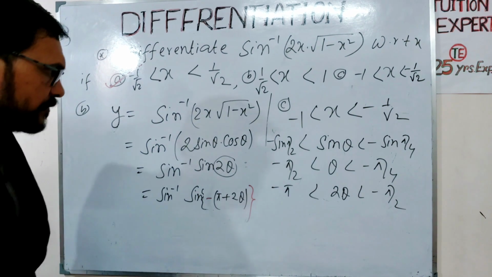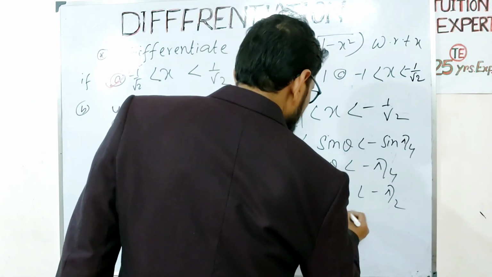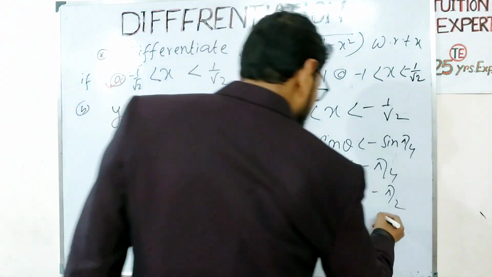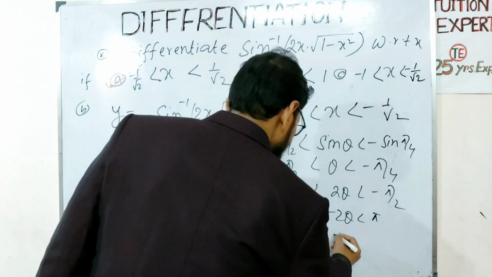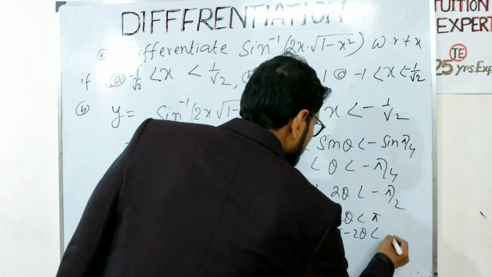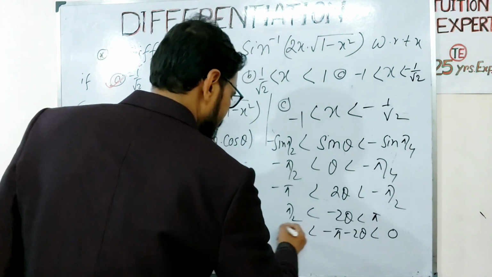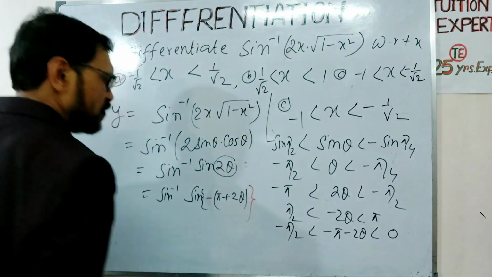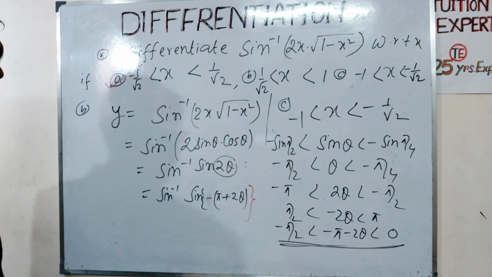Now 2 theta equal to this. Now minus 2 theta lies between minus pi to pi by 2. Now minus pi, minus pi minus 2 theta. Add minus pi on this side, this will be 0, and this is minus pi, that is minus pi by 2. So this interval also lies in the principal value of sin inverse x.